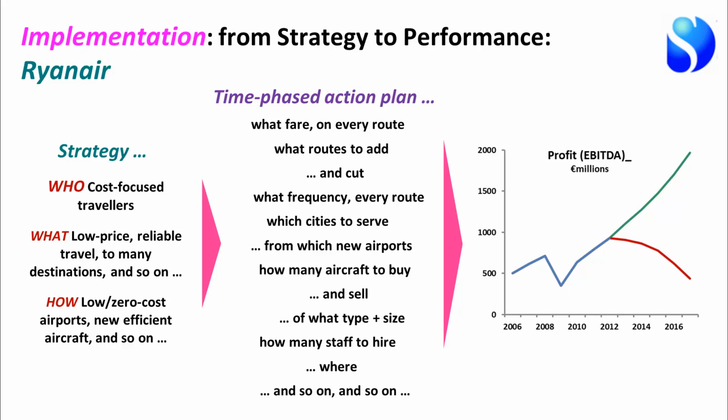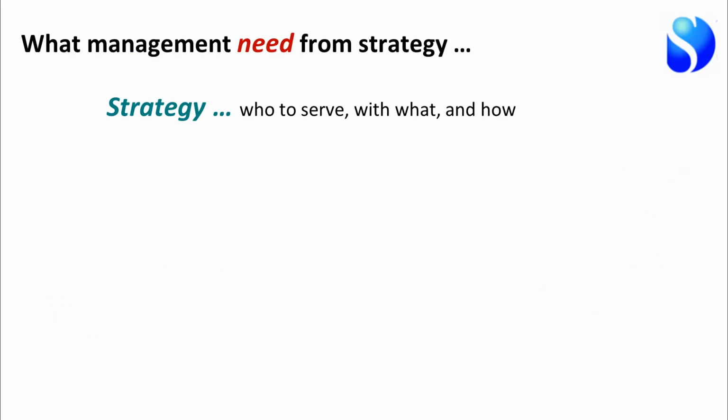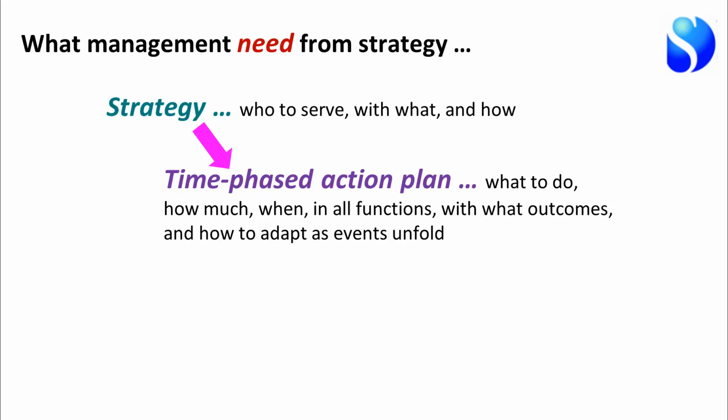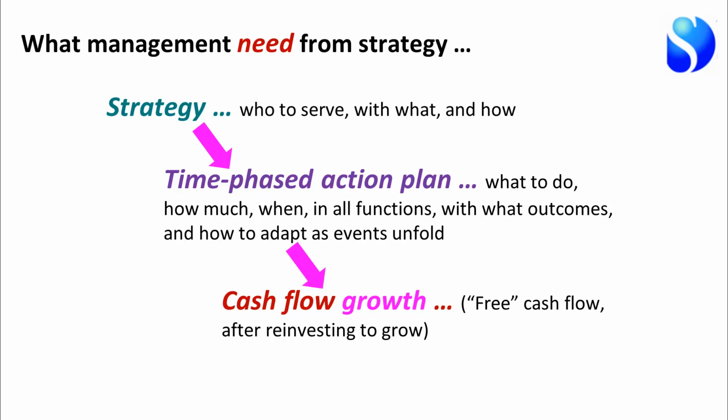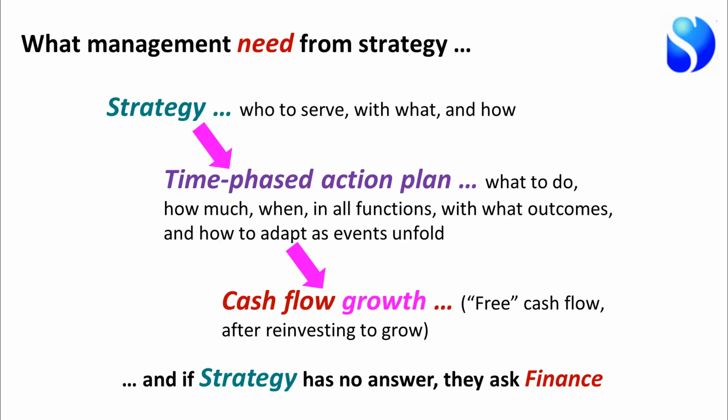Now that's a long, long list of detailed decisions that this company has to make to translate that very broad, high-level statement of their strategy position into the actual profit growth on the right-hand side of that page. So what management needs from strategy is to get from that statement to a time phase action plan, and from there to a view of what's going to happen to our cash flow going forward. Strictly speaking, free cash flow after reinvesting for growth.